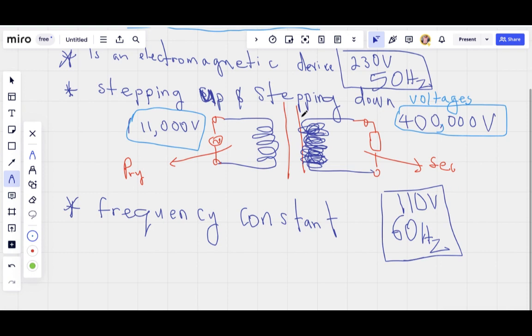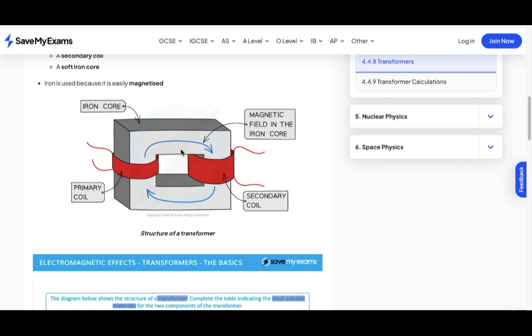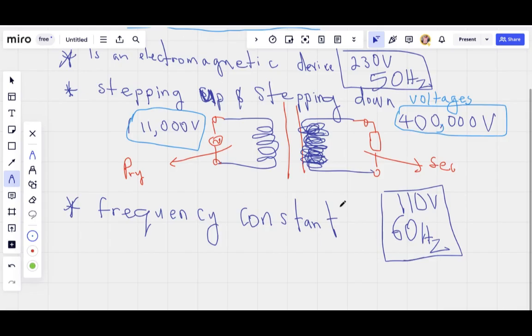Just this line to show the soft iron core. Now these are the coils. Coils in the primary side. These are the coils in the secondary side. Remember, this one is the real life transformer, how it looks. This is just a diagrammatic representation of a transformer.